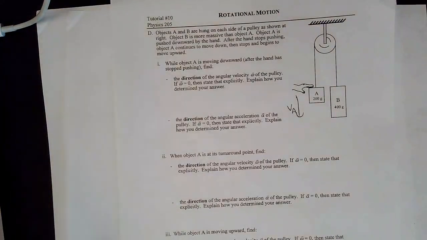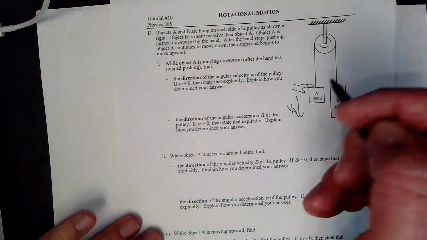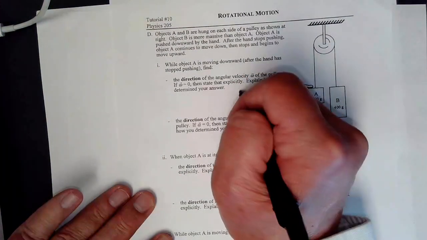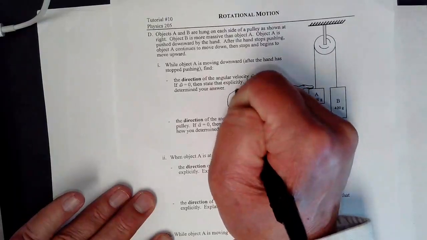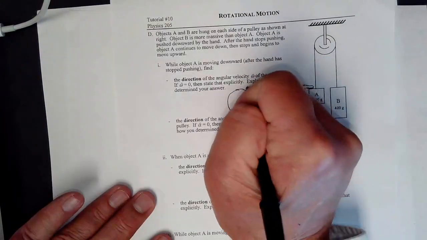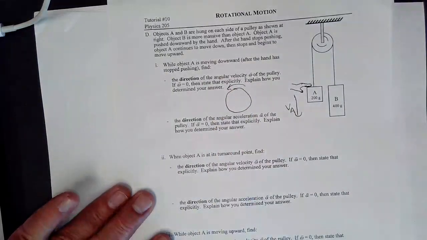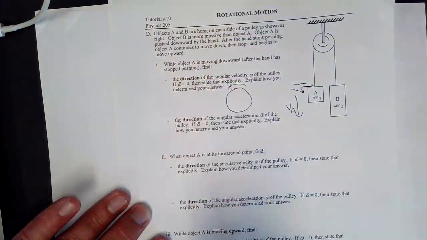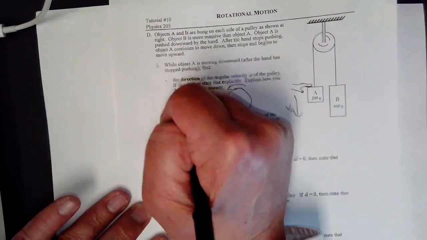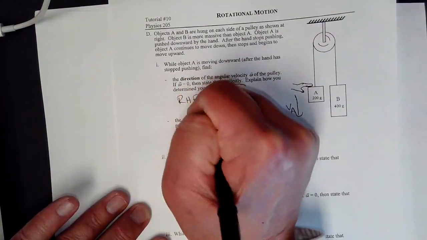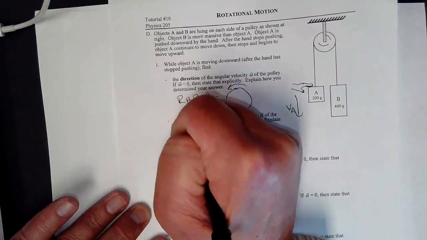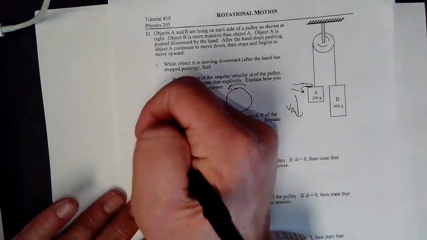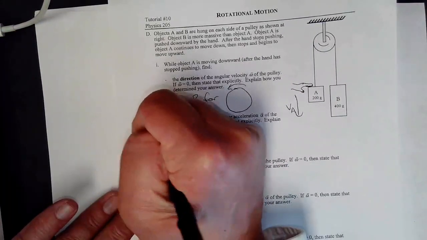Now, if A's going down, that means this pulley is rotating from our perspective counterclockwise. And by right-hand rule for omega, that means the omega must be out of the page.